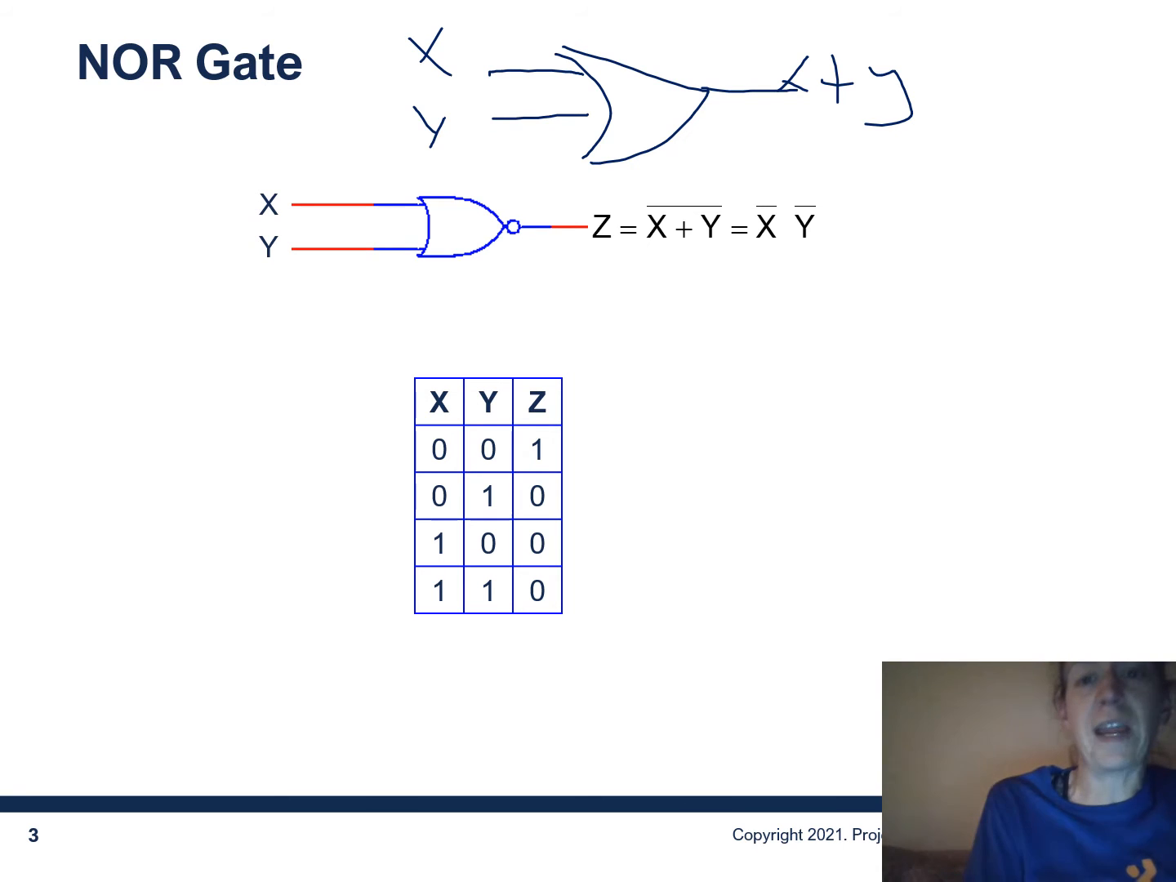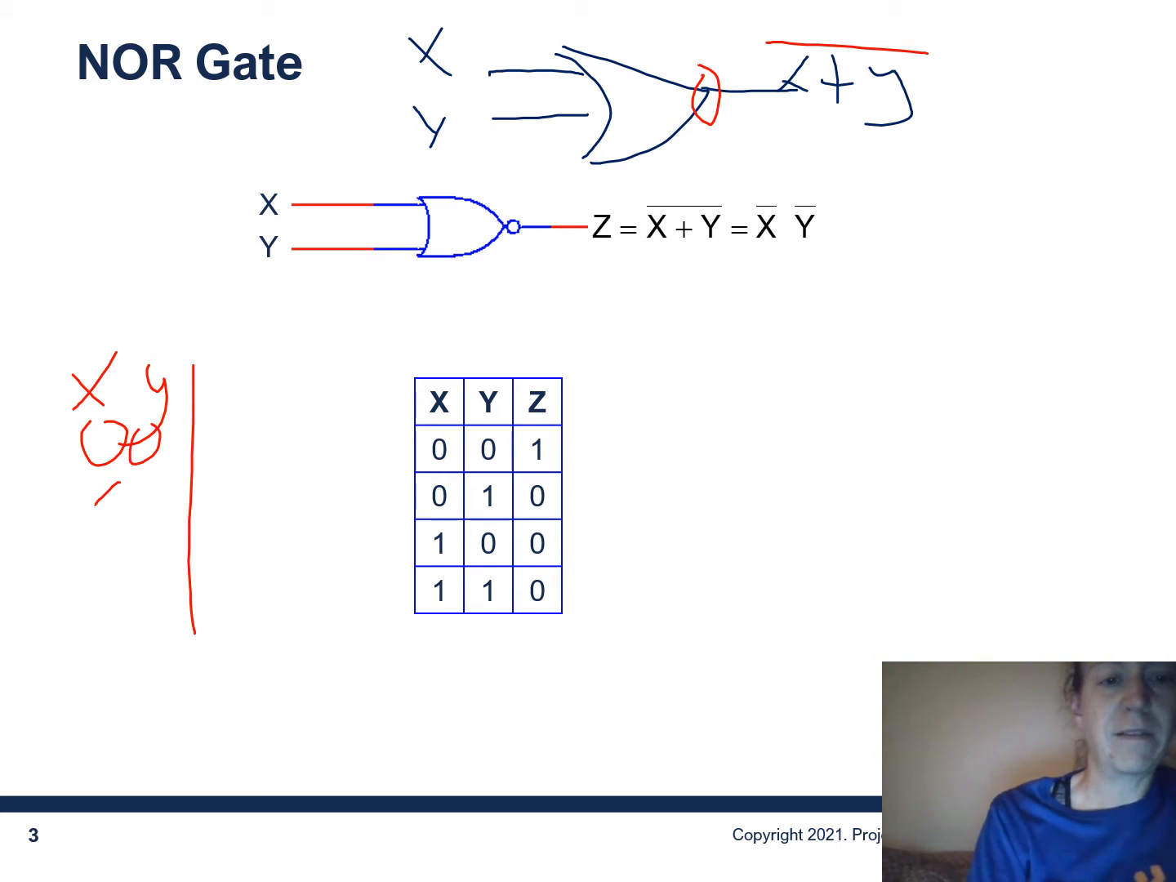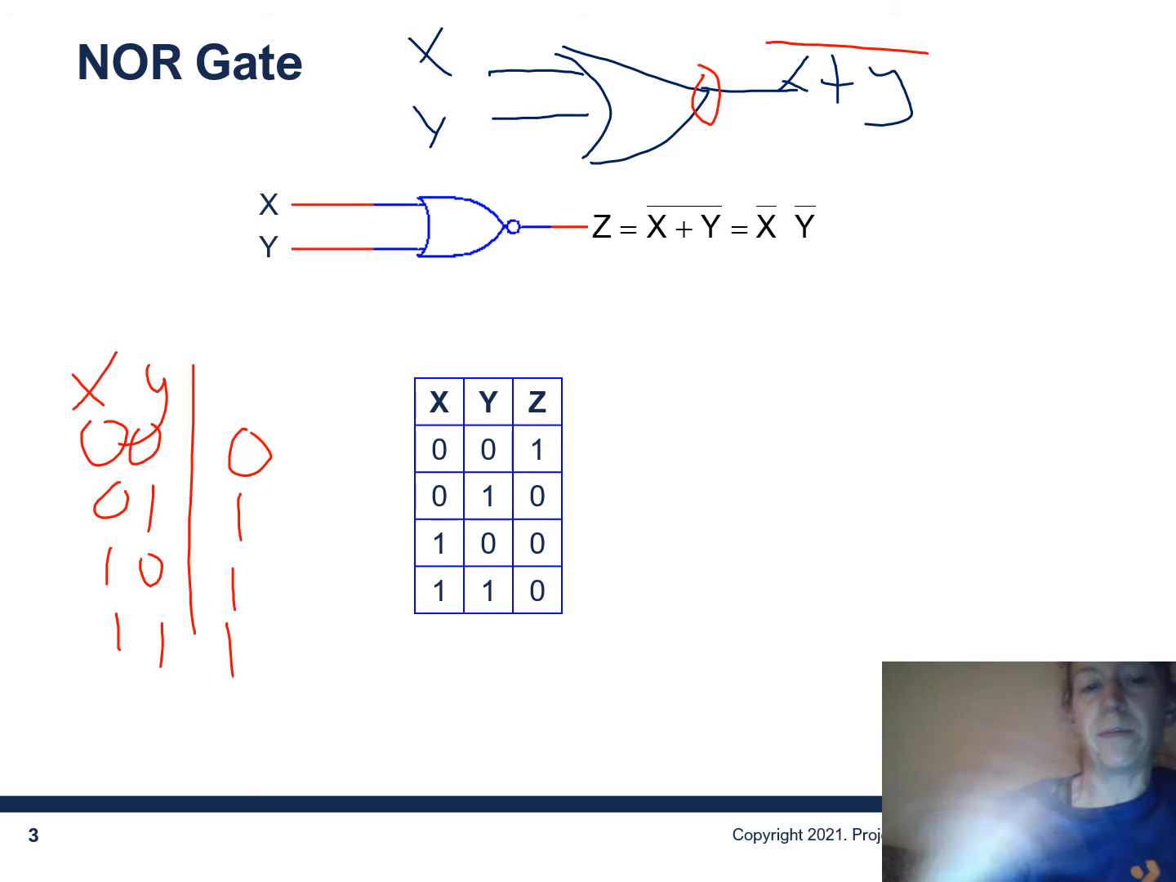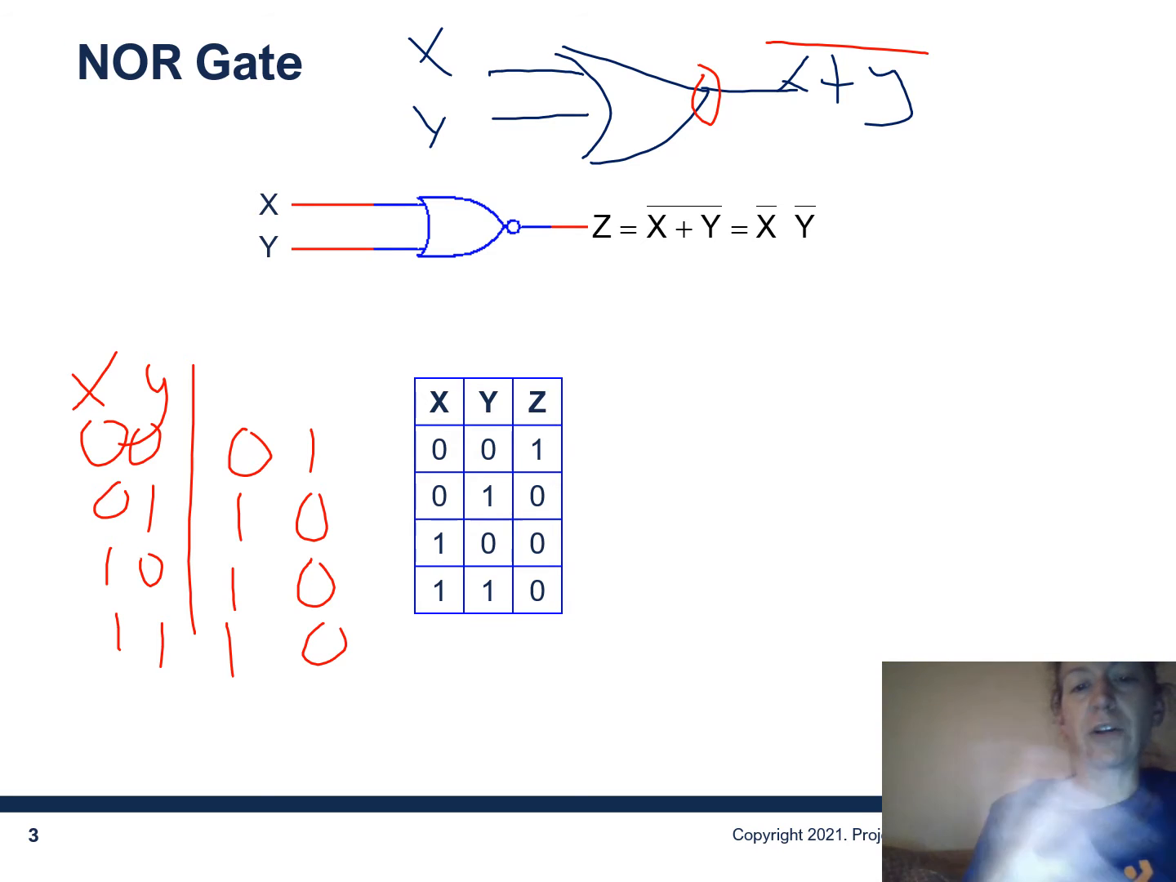Anyway, the NOR gate, you're going to put the little inverter on there and it's going to negate the output. So you're going to OR them together and then negate it. An OR gate would be low when they're both low, and if one or the other or both are high, it would be high. So it would be 0, 1, 1, 1. And then a NOR gate is going to take that and invert it. So you have 1, 0, 0, 0. You're taking everything and flipping it. So that's what the NOR gate does. It ORs and negates, two for one.